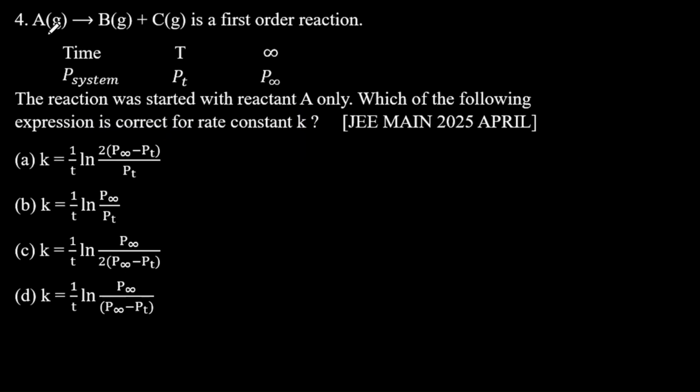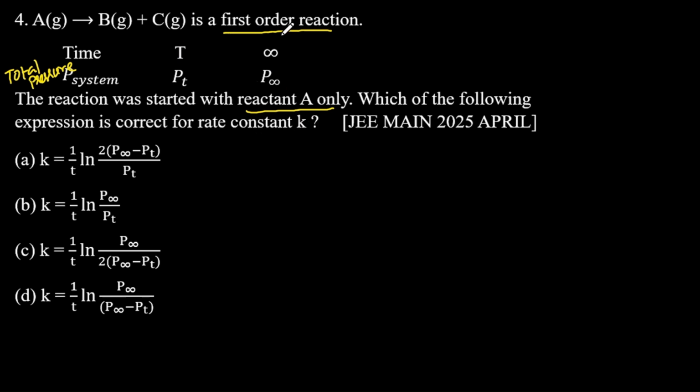The next question is: A gives B plus C is a first order reaction. For this reaction at time t, the total pressure of the system is given as PT, and at time infinite the total pressure is P infinite. So this information is given. The reaction was started with the reactant A only. Which of the following expressions is correct for rate constant K?